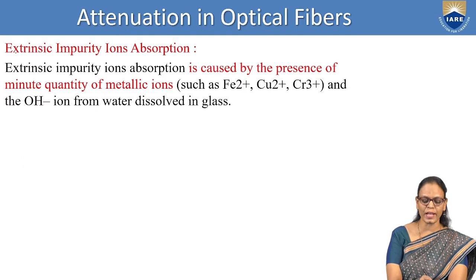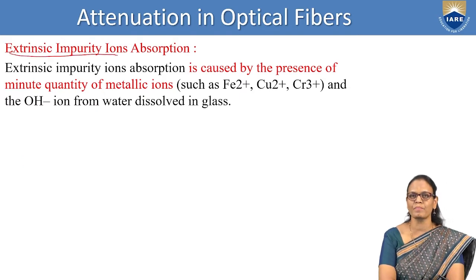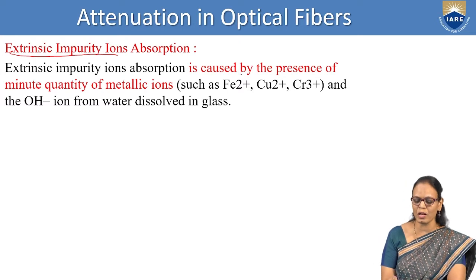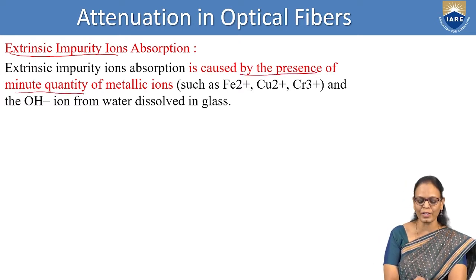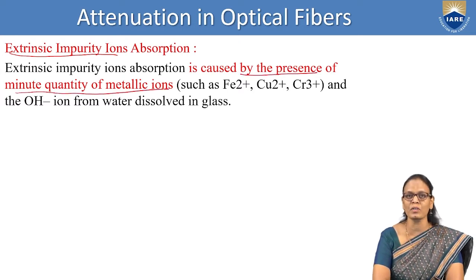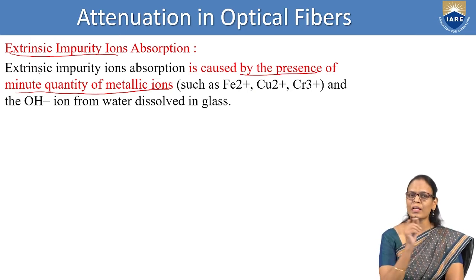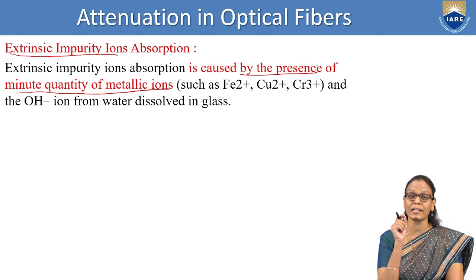Now coming to extrinsic impurity ion absorption. Extrinsic impurity here means it is caused by the presence of a minute quantity of metallic ions. When we say extrinsic, we say it is impure. Whenever there are small impurities in the material, then we call it extrinsic impurity.